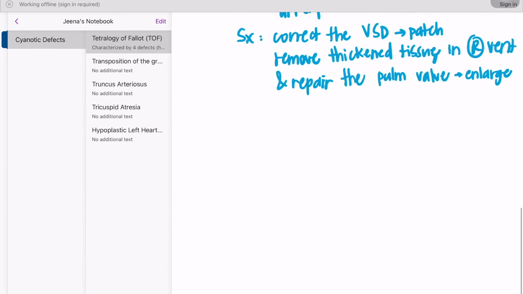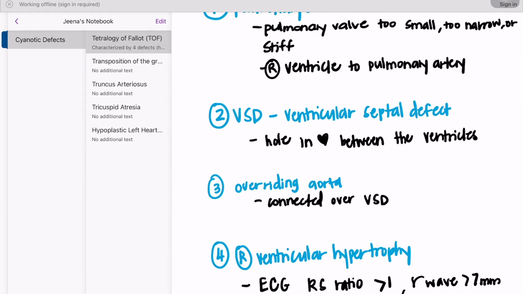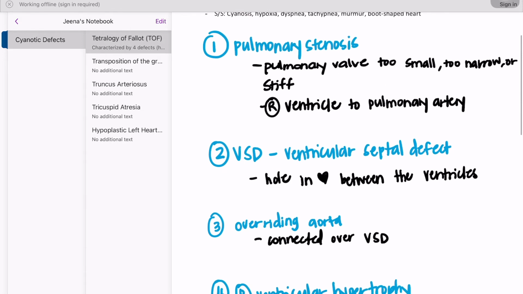All right, that's Tetralogy of Fallot. Remember the 4 defects: pulmonary stenosis, ventricular septal defect, overriding aorta, and right ventricular hypertrophy.